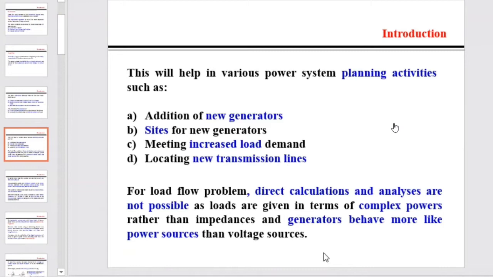Next thing is meeting the increased load demand. As we know, we are always trying to connect our consumers to this power system every day, so the load is increasing. So how are we going to meet that demand? Not just by connecting the new generators, we need to know in which areas the loads are increasing, and which areas are still the same, not much increase.